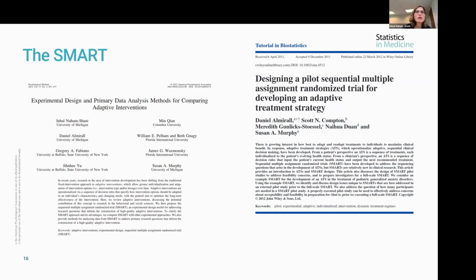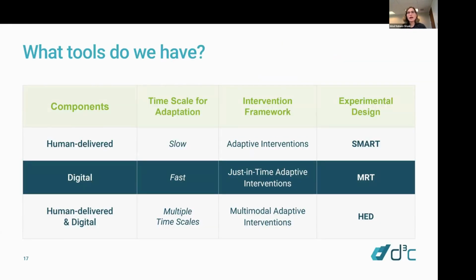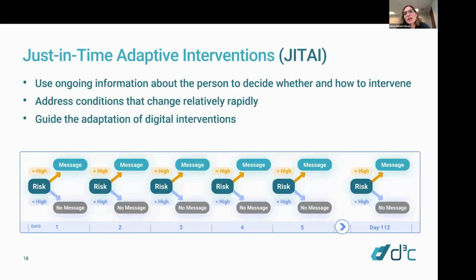It's super, super useful. All right, and now we are ready to talk about JITAIs, because a JITAI is just a form of an adaptive intervention. And a JITAI is an intervention delivery framework, just like standard adaptive interventions. And just like standard adaptive interventions, it includes adaptation. It guides how we should use dynamic information about the person to make intervention decisions. But JITAIs are special because in JITAIs, the adaptation happens on a much faster time scale compared to standard adaptive interventions.